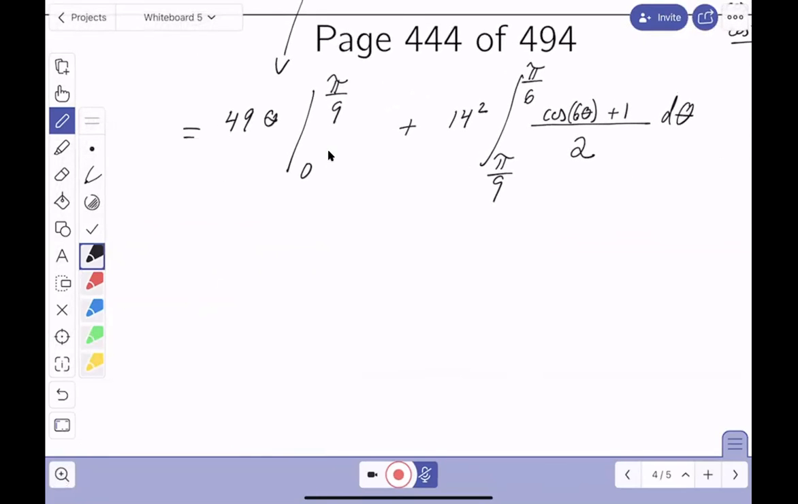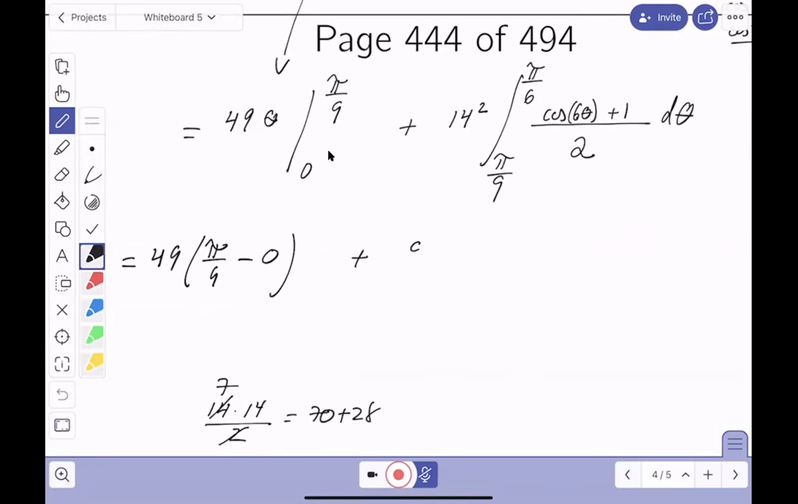I'm going to start doing work. That's going to be 49 pi over 9 minus 0 plus, well, I'm pulling the 2 out. So 14 times 14 over 2, that's 7. That would give me 70 and 28, which is 98. Again, I'm not beyond making mistakes. And then you get cosine 6 theta plus 1 d theta.